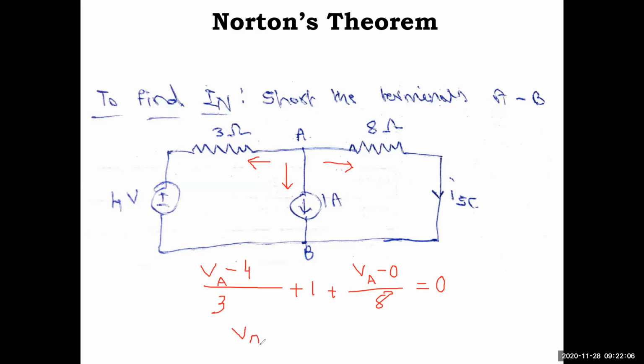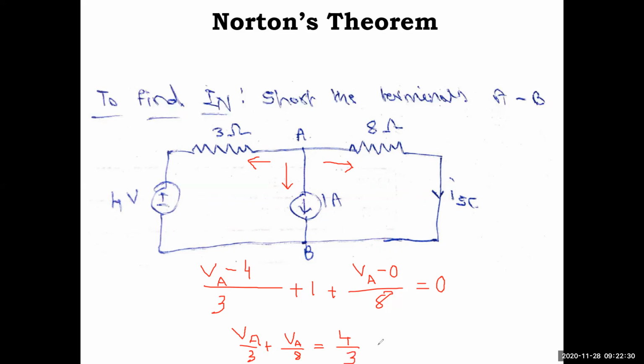Okay, so VA by 3 plus another VA I have here, VA by 8. Okay, only VA terms are remaining. I will take it right side. So if I take here minus 4 by 3, if I take right side, it will become plus 4 by 3.